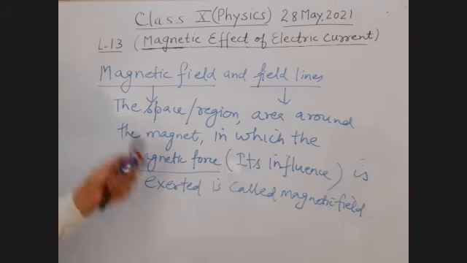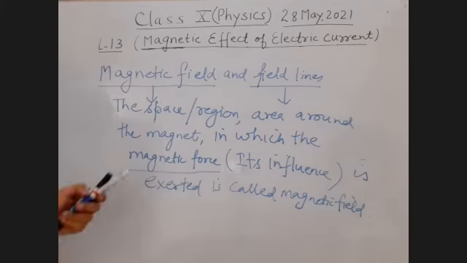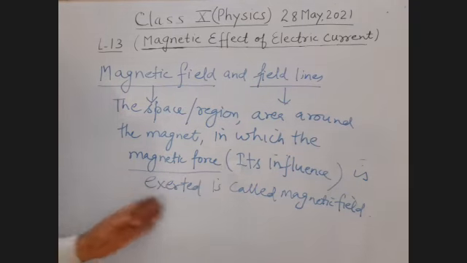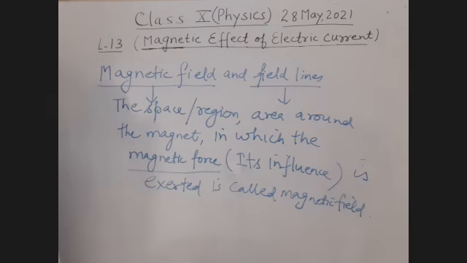Magnetic field, the space, region, or the area around the magnet in which the magnetic force or its influence is exerted, or it can be experienced, is called magnetic field. Clear definition, students? The definition of the magnetic field. Clear, students? This is an activity you can perform in the lab.